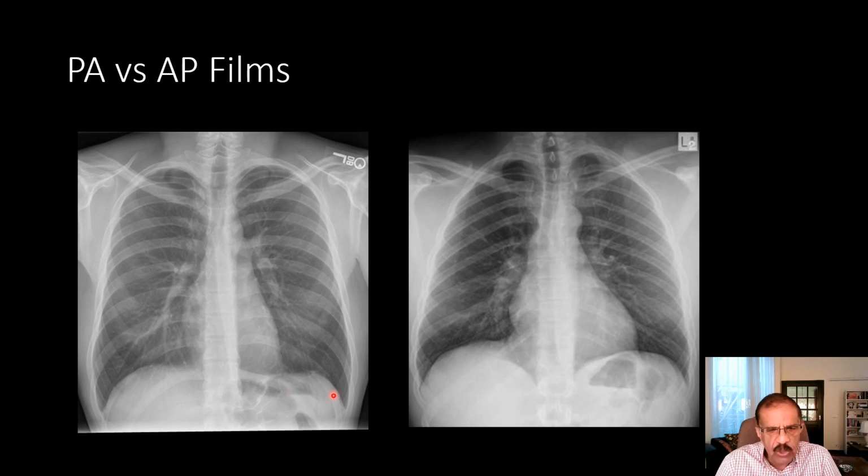On the left side, usually there is air in the stomach and in the colon. So this, where my cursor is, is the air in the stomach. And this one is the air in the colon. So you need to identify these structures.